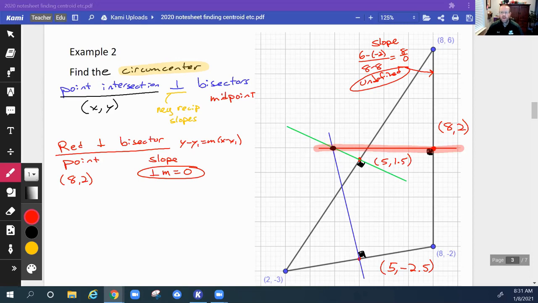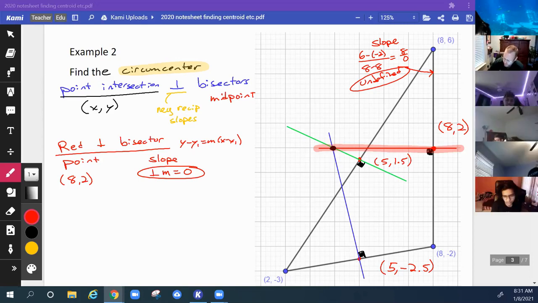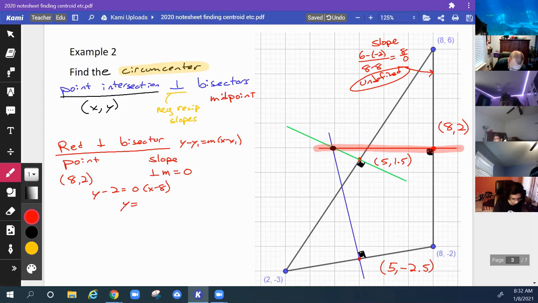All right, so I know that the perpendicular slope is going to be 0. So now if I plug all this stuff in, I get y minus 2 equals 0 times x minus 8. So y equals 2 is going to be my equation of that line. Okay, so y equals 2. So I know that my y coordinate of the point of intersection is going to be 2, because that's what y equals.